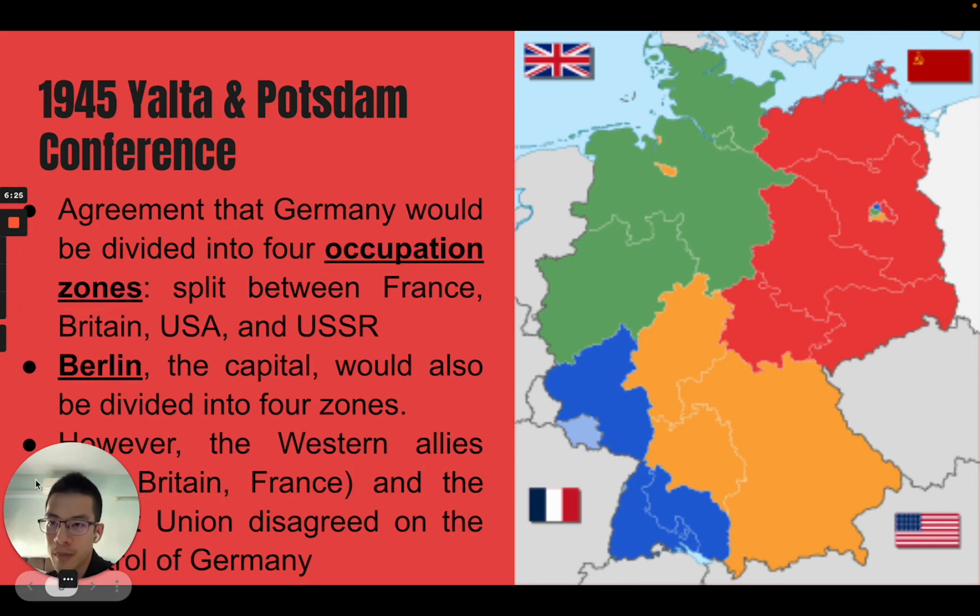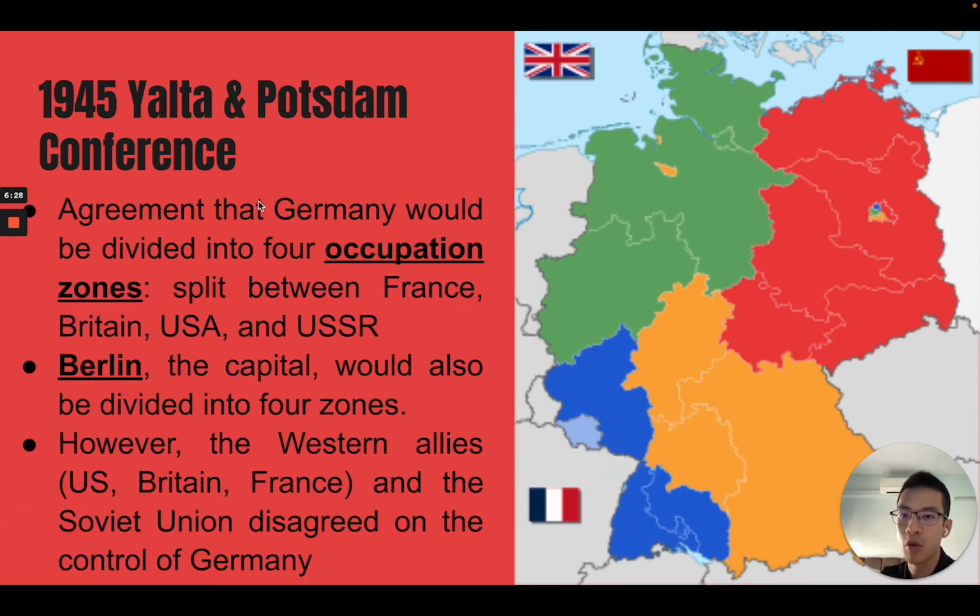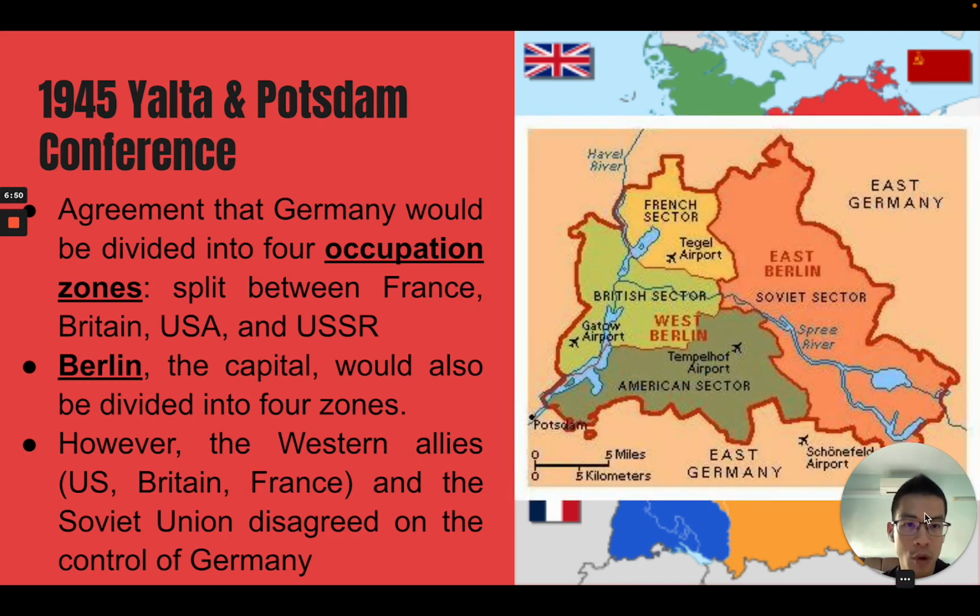So this is what we talked about. In the Yalta and Potsdam Conferences, there was an agreement that Germany would be split into four occupation zones, between France, Britain, the USA, and the USSR. The tricky part is that the capital, Berlin, you notice over here, is also going to be divided into four zones. You realize that Berlin is right smack in the middle of the Soviet-controlled occupation zone. This is what Berlin would look like. Berlin was the capital of Germany at that point in time, and even within Berlin, it's going to be split into the French, British, American, and Soviet sectors.